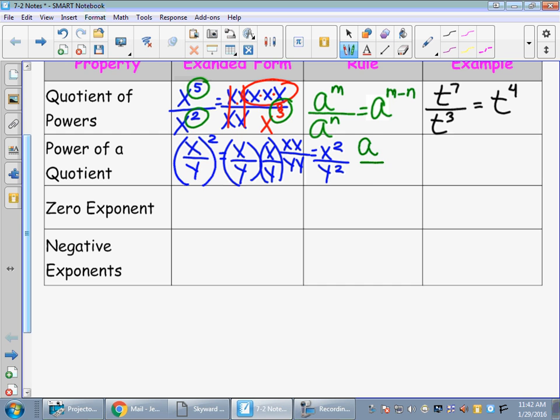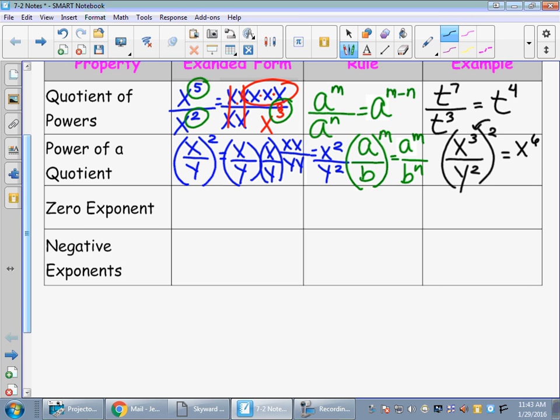So if you have some quotient a over b raised to some power, you're going to apply the power to the numerator, power to the denominator. To show you an example, if I have x cubed over y squared, and I'm going to square that, I apply the power to the numerator, which is a power to a power, so I'd multiply from yesterday, x to the 6th, and then the squared on y to the 4th, you multiply. x to the 6th over y to the 4th.